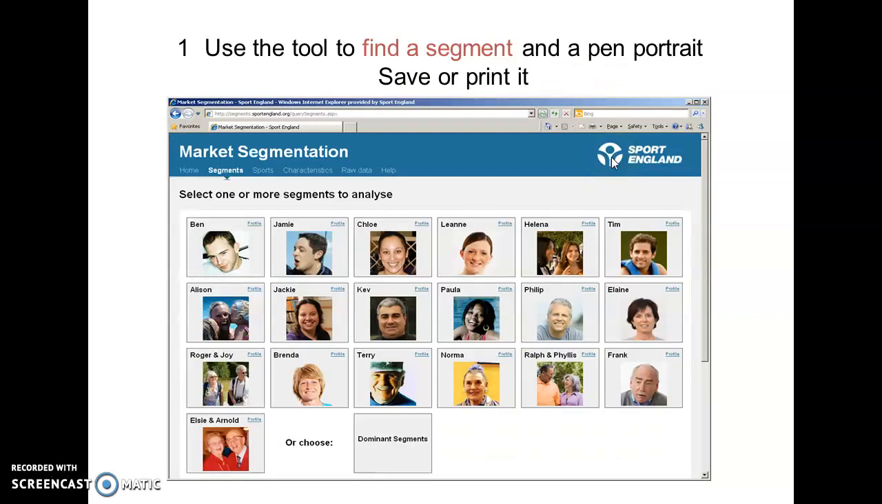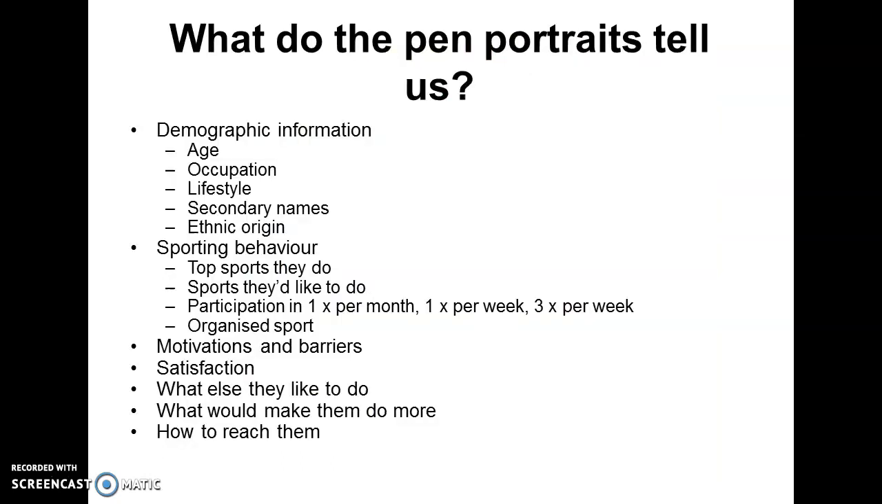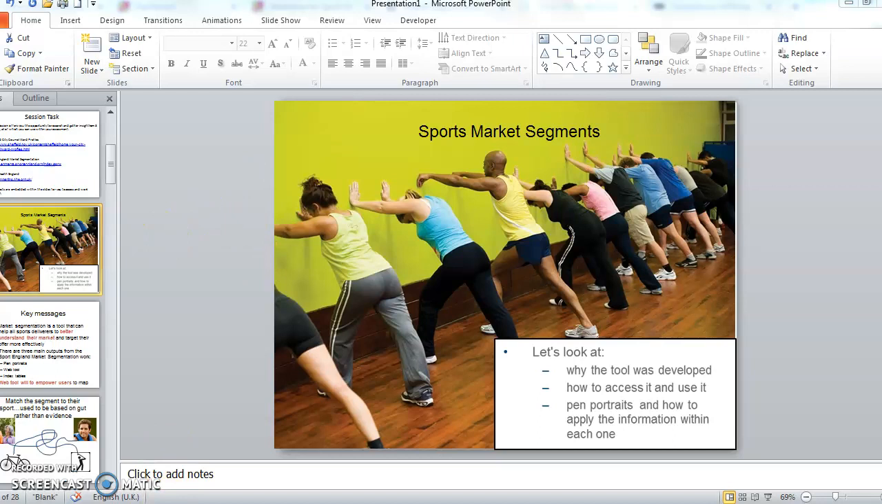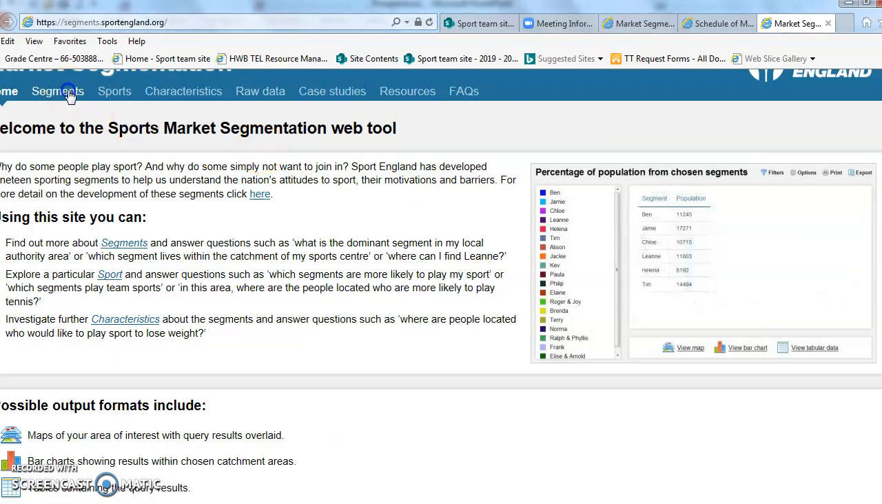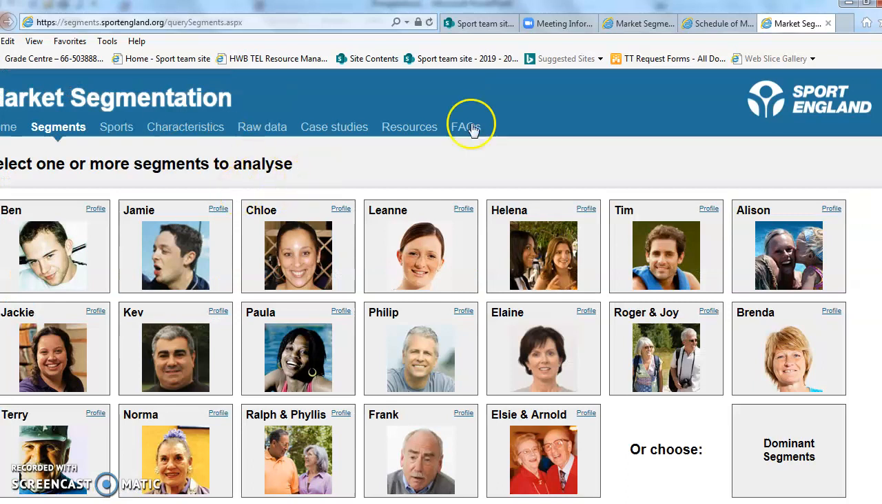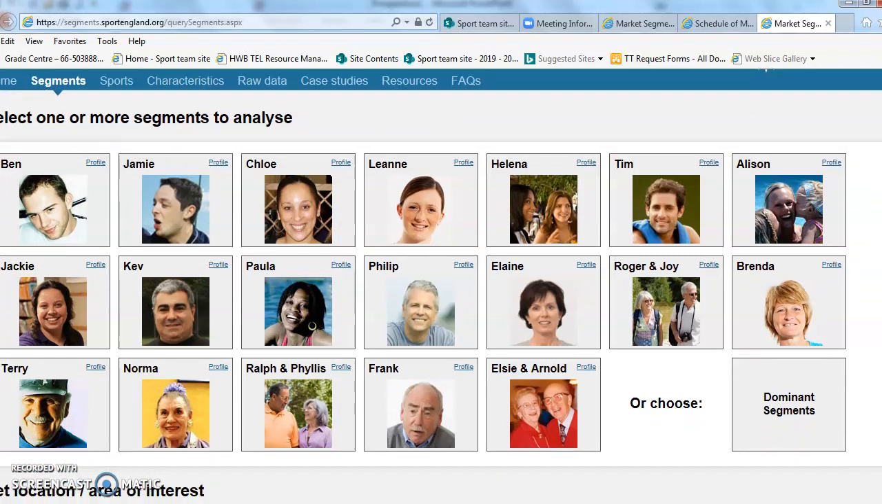So what we want you to do is go on to the segments. Within the link, find a segment and then save or print it, which you might be doing remotely, so you might not be able to print it off anyway. So I'm just going to go back onto the market segmentation. So going on to the segments, here are the 19 profiles.